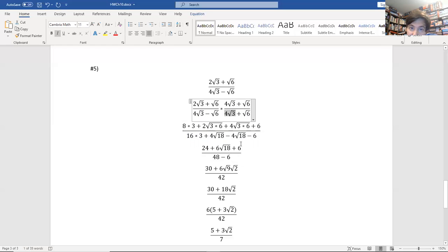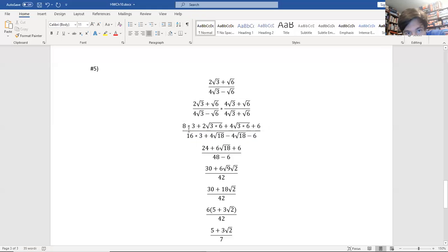Down here, you have a negative root 6 times a 4 root 3. So a negative times a positive is going to give you a negative 4. And you've got a 6 times a 3, which is another root 18. Lastly, a negative root 6 times a positive root 6. Negative times positive is negative. And then the root 6 times root 6 is just a straight up 6.